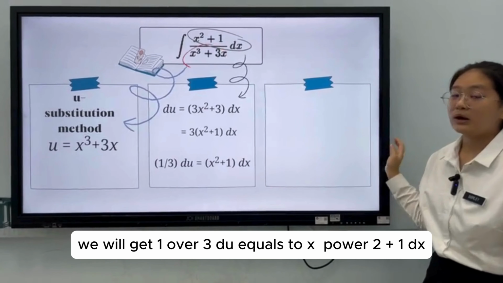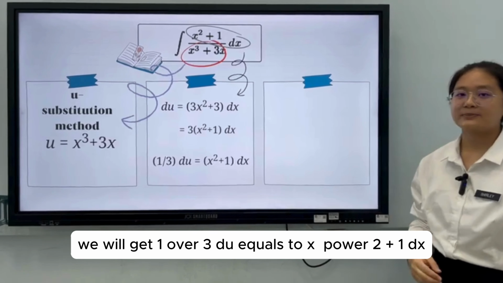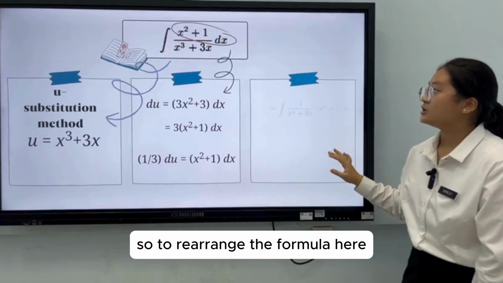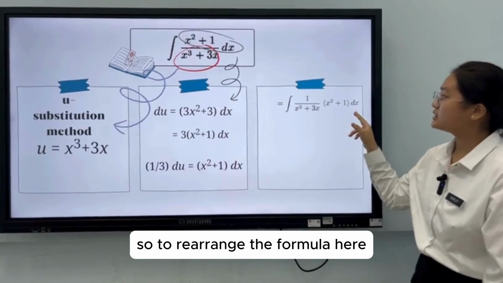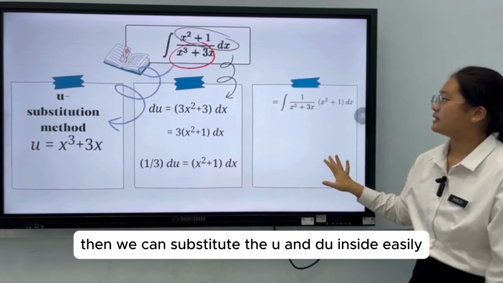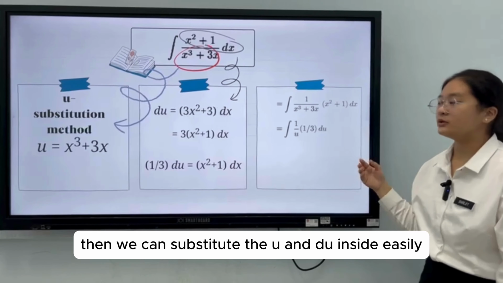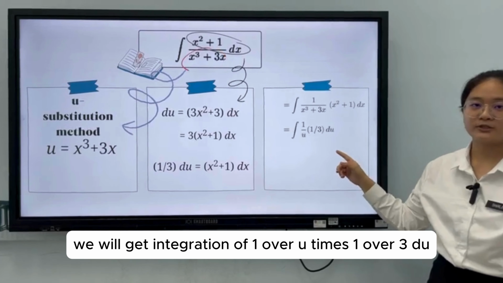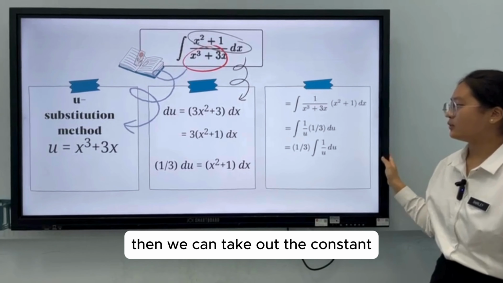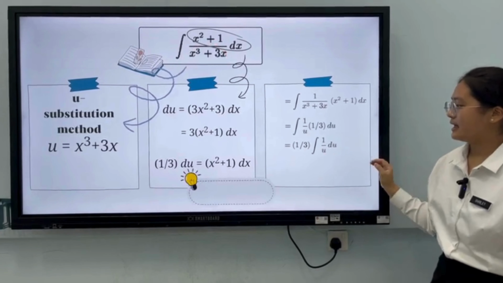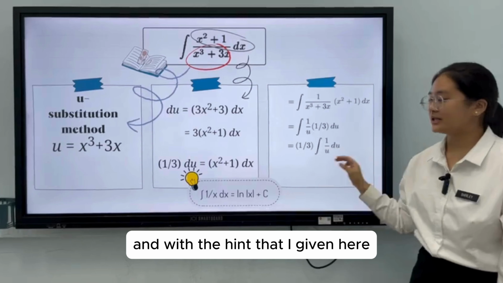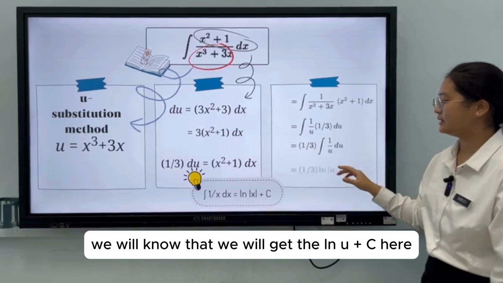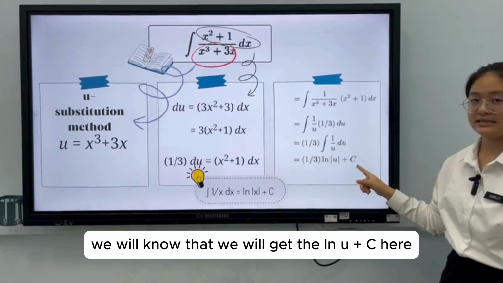So we will get 1 over 3 du equals x power 2 plus 1 dx. To rearrange the formula here, we can substitute the u and du easily. So we will get the integration of 1 over u times 1 over 3 du. Then we can take out the constants, and with the hint that I gave here, we will know that we will get the log of u plus c here.